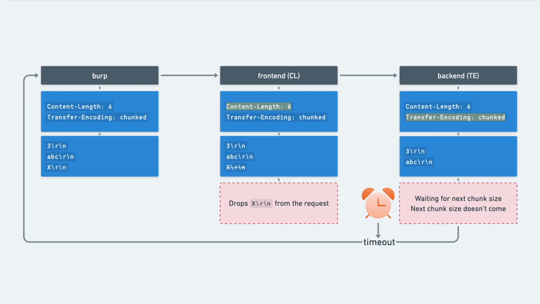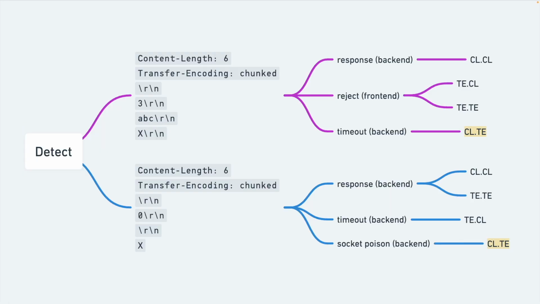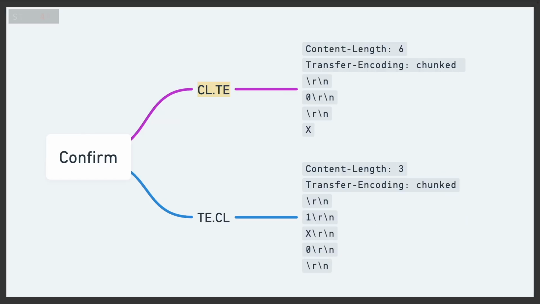And when it finally doesn't arrive, it will time out our request. And that's how we know that the frontend server is using Content-Length and the backend server is using Transfer-Encoding: chunked. And that means we can send an ambiguous attack request that the frontend and backend server will treat differently. So let's confirm that and solve the lab.